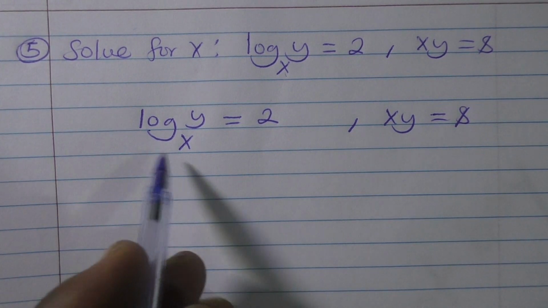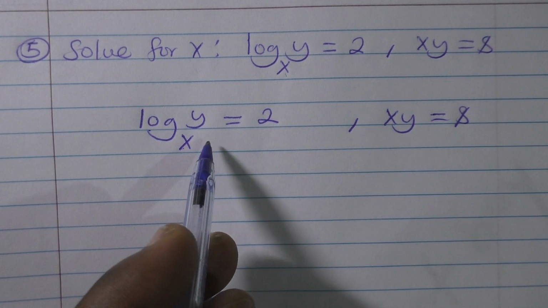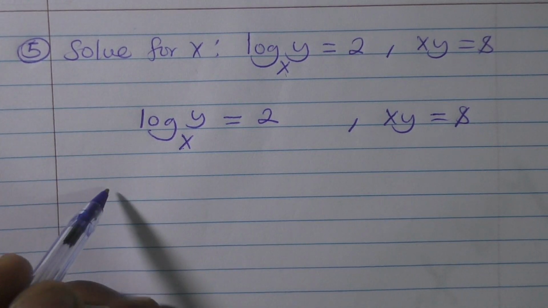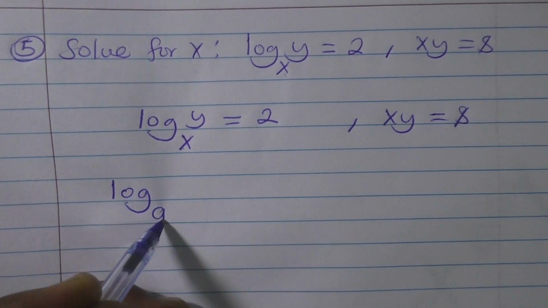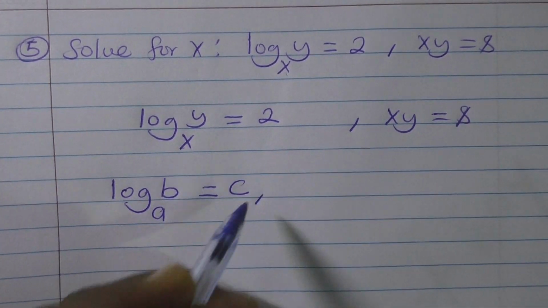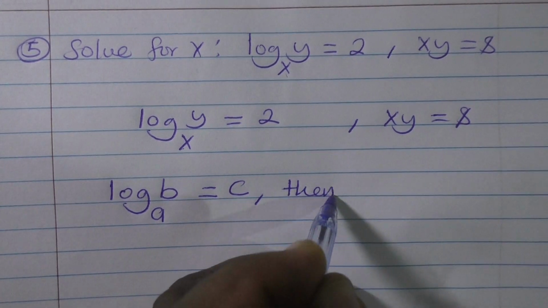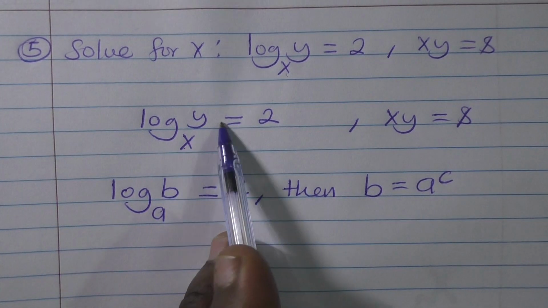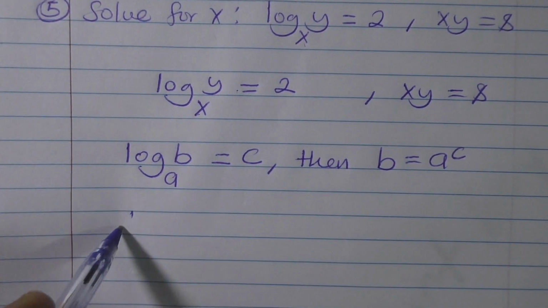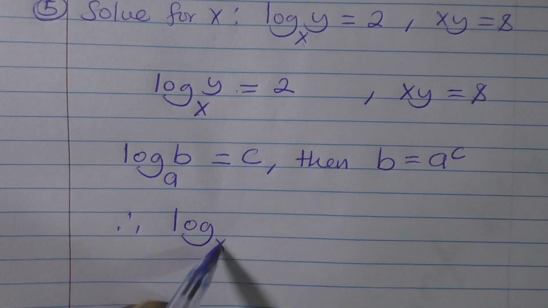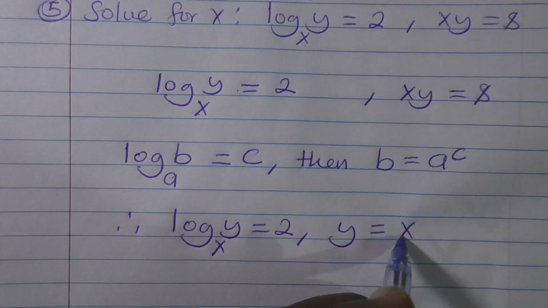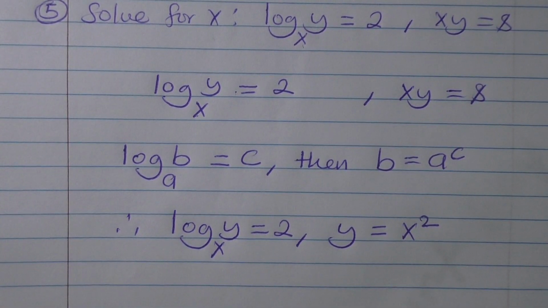So from this logarithm, there is a law, law number 6 for those who watched the first lesson, which told us that if I have log a power b equaling c, then b equals a power c. So it's the law that we are going to use on this. Therefore, if I have log x power y equaling 2, then y equals x power 2, according to the law if we compare.